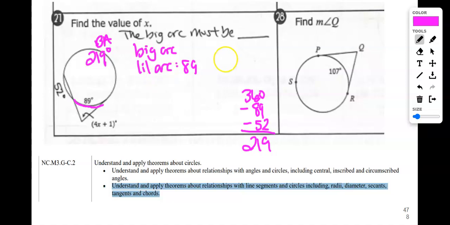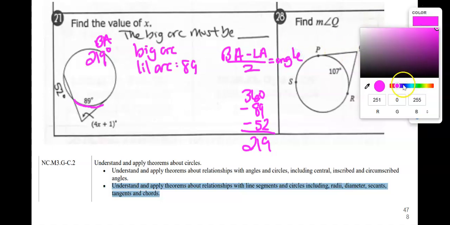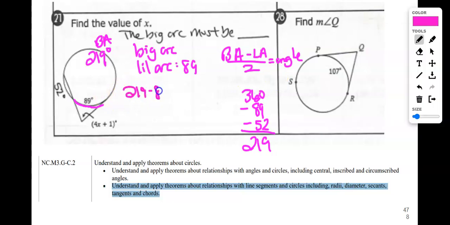So again, this is a big arc minus little arc divided by 2. And these are generally some of the highest questions on the test, these big arc minus little arc questions. 219 minus 89 divided by 2 will equal the angle. The angle is 4x plus 1. So why did I not use the 52 as the little arc? I've always got to use arcs that are in between my 2 secant lines, and 52 is on the outside of it. It helped me find the 219.